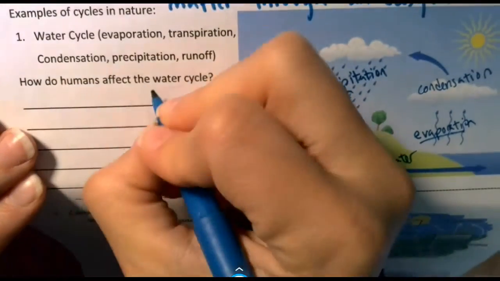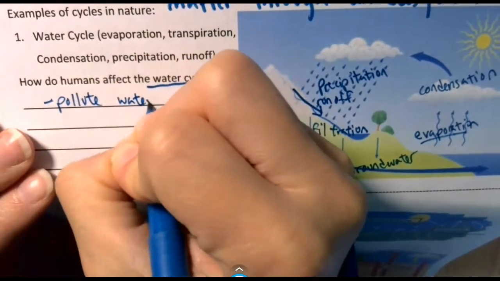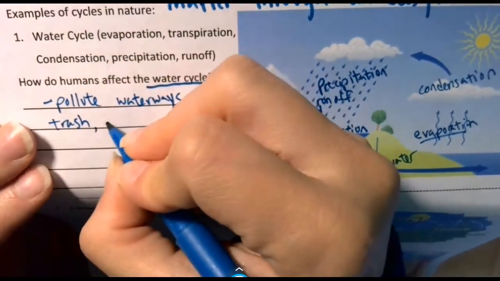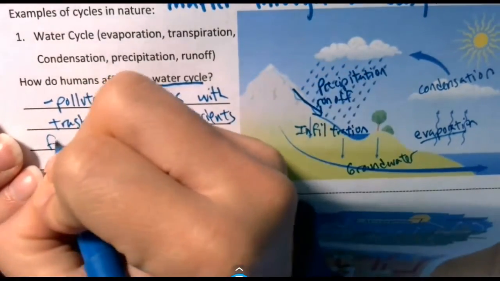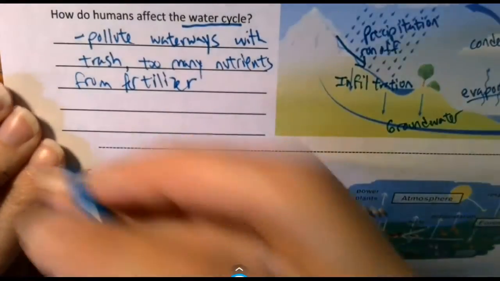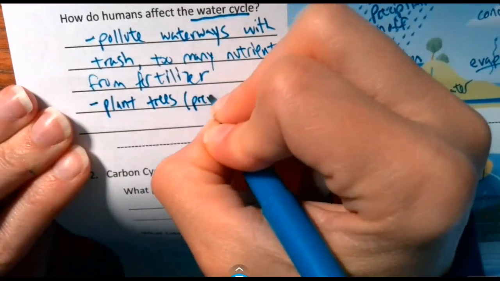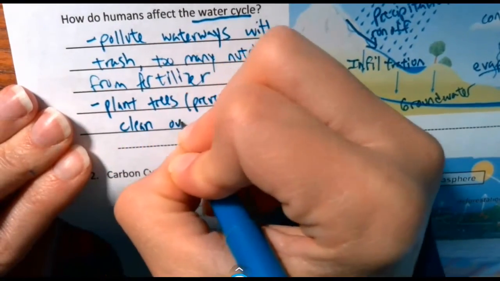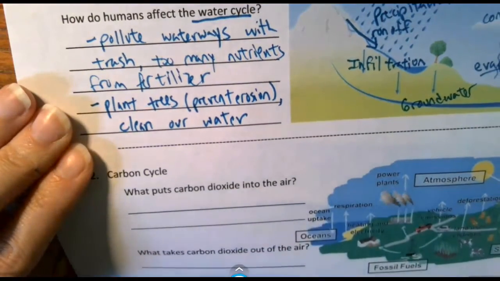How do humans affect the water cycle? Well, we pollute waterways with trash and too many nutrients from fertilizer. We can help when we plant trees to prevent erosion, and when we help clean our water. We have plants that help clean the water, and we can pick up trash. So that's one cycle in nature.